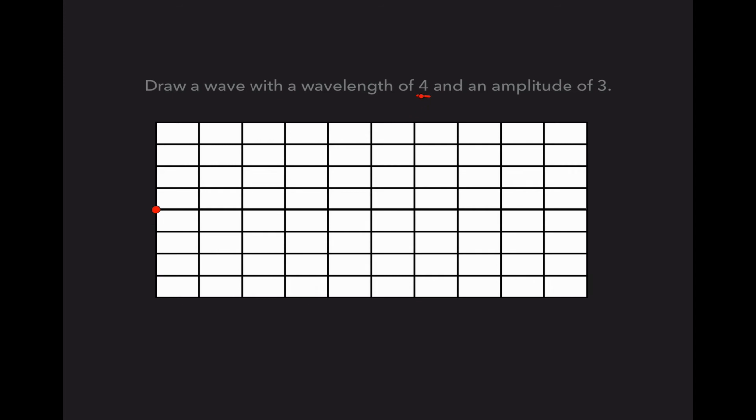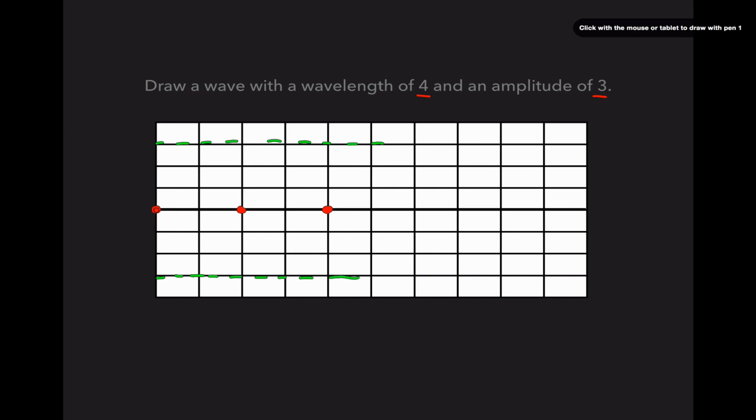I need a full crest and a full trough in 4 blocks. So 1, 2, 3, 4. My entire wave has to fit here. So if I need a full crest and a full trough, that means that I should have a crest in half of that distance. So 1, 2. Now before I draw any waves, I want to take into consideration this amplitude of 3. So what I'm going to do is I'm going to count up 1, 2, 3, and I'm going to draw a dotted line just to remind myself not to go past that position. So I went up 3, dotted line, down 3, dotted line.